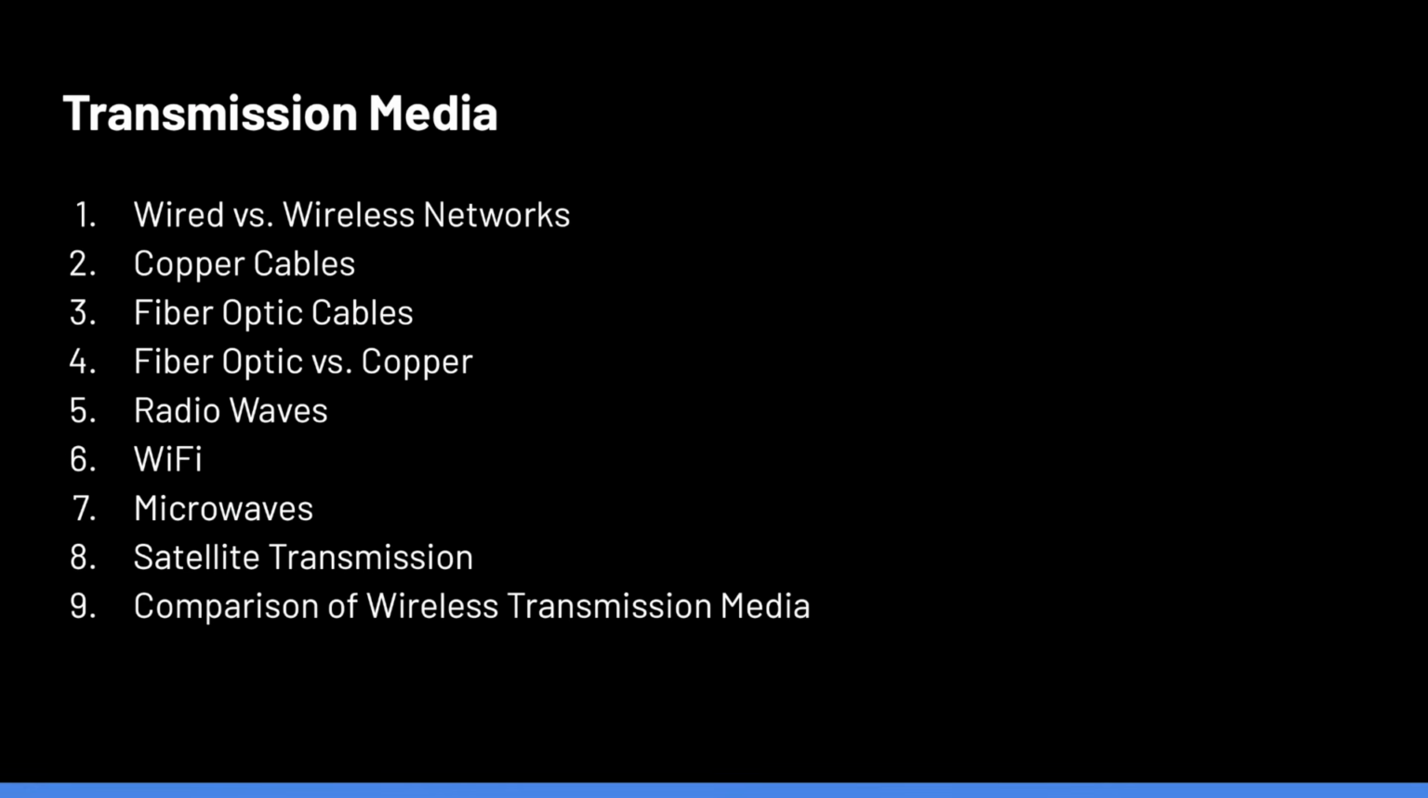Okay, so the next section we're going to cover is going to be on transmission media. Transmission media is basically representing the physical media through which data and signals on a network are transferred, through which they travel. We have a few types of media we're going to look at. First of all, we're going to talk about the difference between wired and wireless networks. We're also going to look at fiber optic, cable, radio waves, Wi-Fi, microwave, satellite transmission, etc. So let's get started.